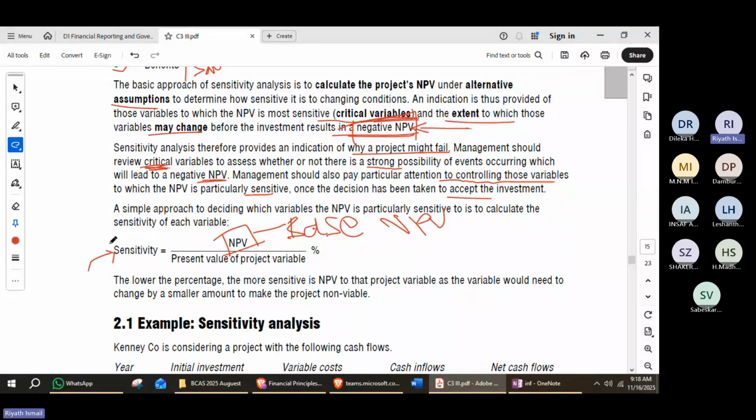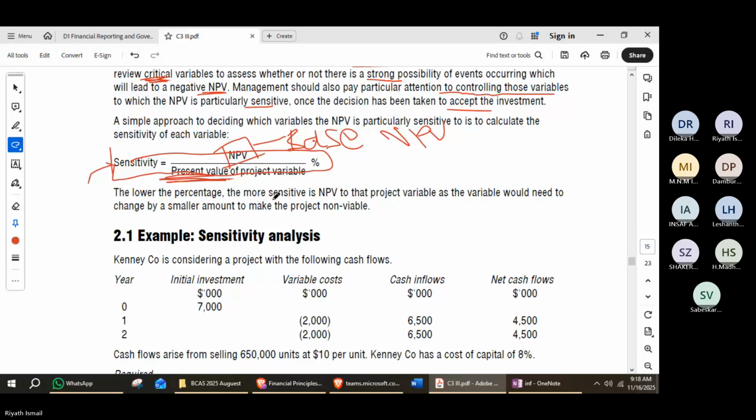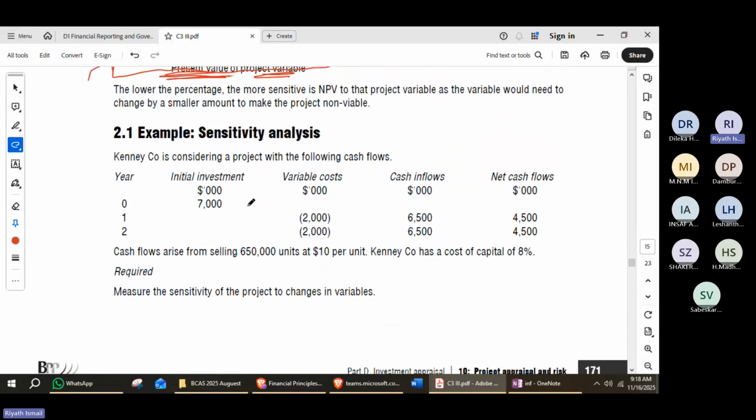The simple approach is sensitivity equals NPV over present value. This is very important: the present value of the project variable. It can be easily explained using an example. And this is a very important note.